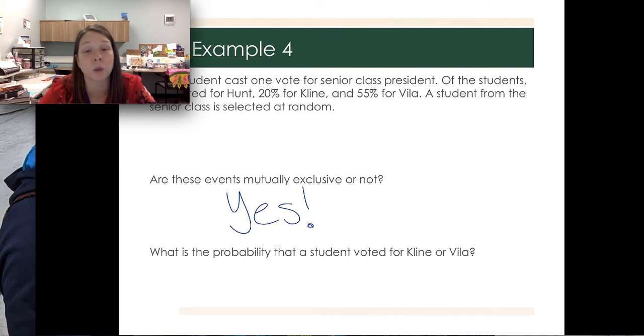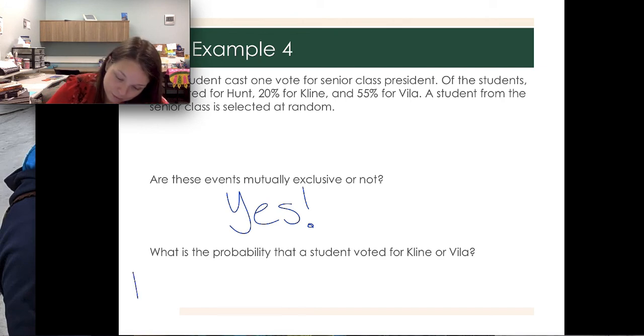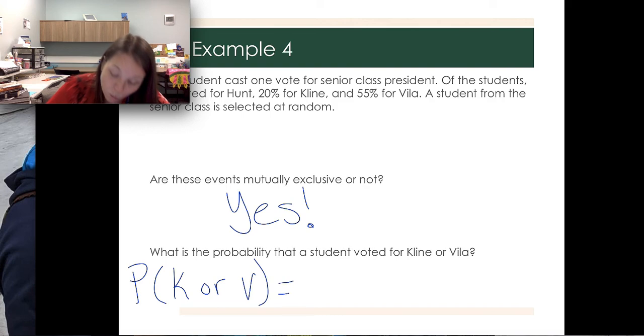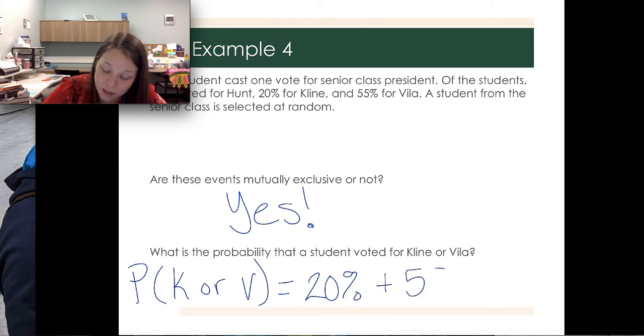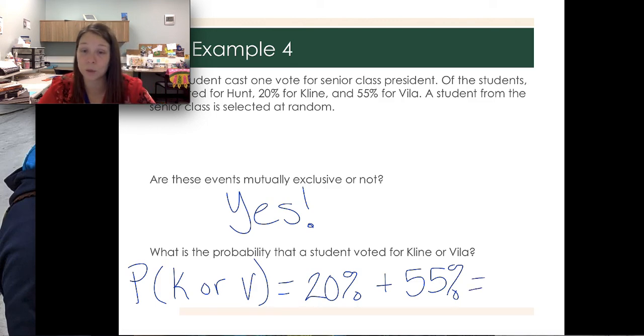Then it says, what is the probability that a student voted for Klein or Vila? Well, the probability that someone votes for Klein is 20%, plus the probability that someone votes for Vila is 55%. There's no overlap, so I don't need to worry about subtracting. So I get an answer of 75%.